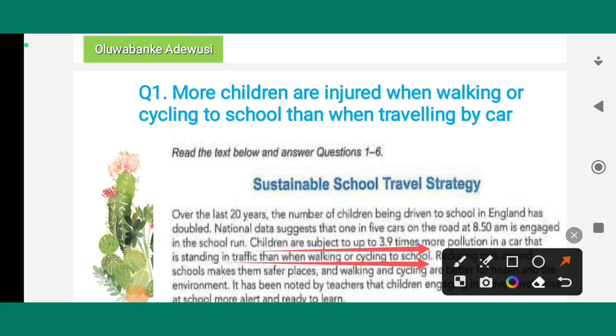You can see they only talked about the fact that children are subject to up to 3.9 times more pollution, whereas the question was talking about more children being injured. So there is no information in the passage and we cannot make assumptions. We only have to work with the information given in the passage. Therefore, when we compare this question statement with the focus sentence we have identified in the passage, we come to the conclusion that there is no information given. Therefore, our answer is not given.